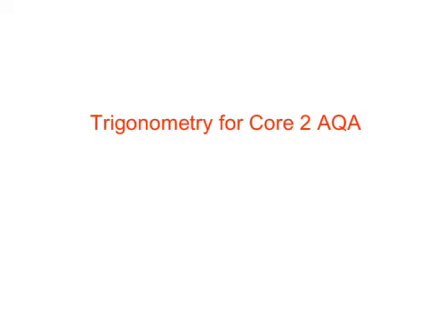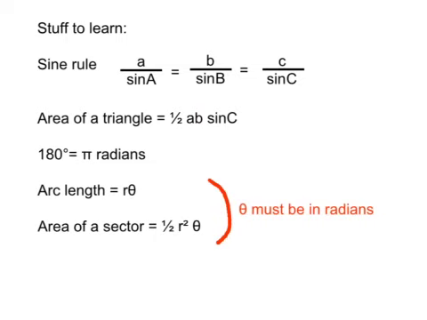Trigonometry for Core 2. Stuff you need to learn because it's not in the formula book is the sine rule, the area of a triangle, which is a half ab sine C. 180 degrees is pi radians, so 360 is 2 pi radians. Arc length is r theta, and area of a sector is a half r squared theta, and theta must be in radians.